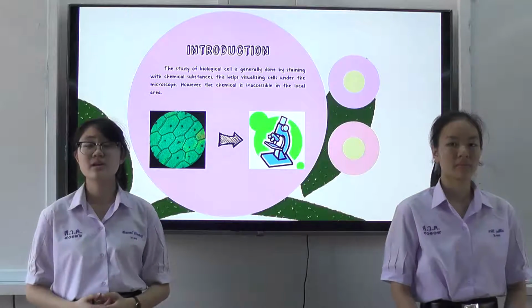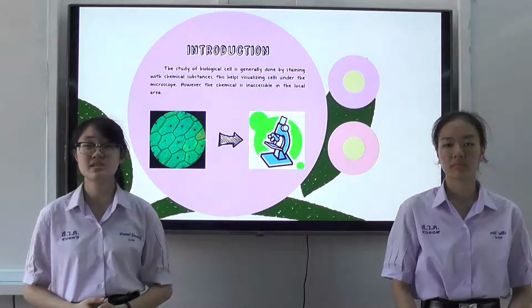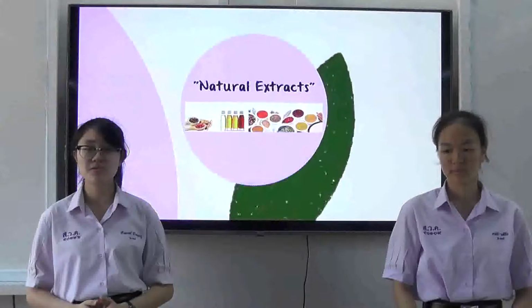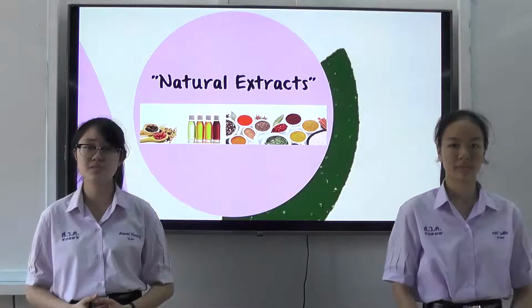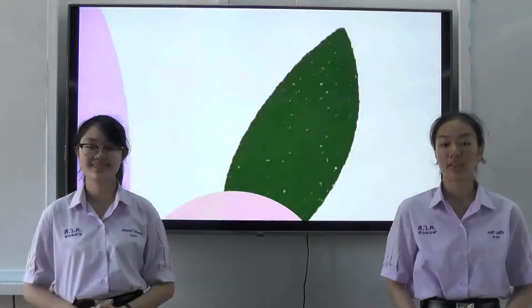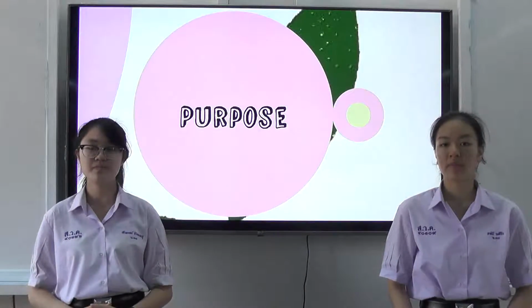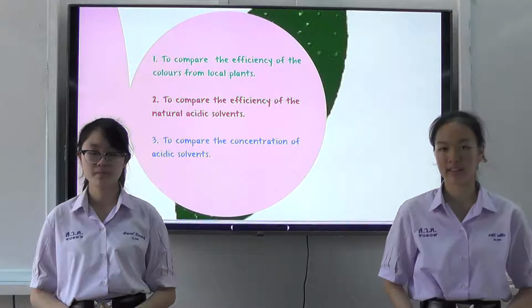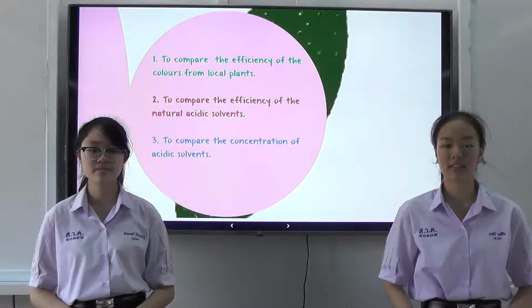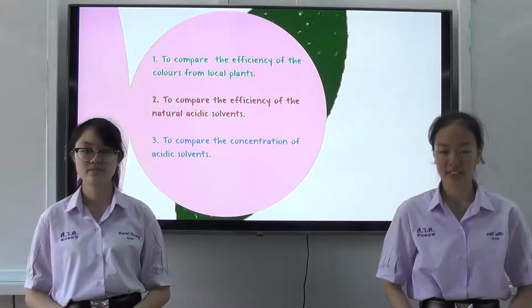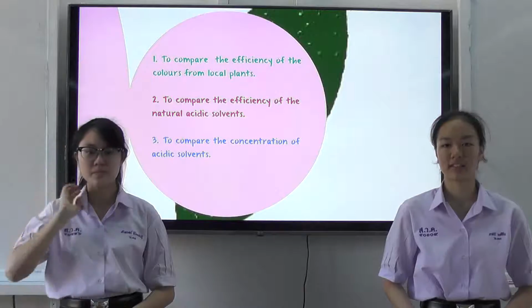However, the chemical substance is inaccessible in the local area. Therefore, a natural extract can be recommended as a very suitable stain by using green chemistry. There are three proposals in our study. The first one is to compare the efficiency of the colors from local plants. 2. To compare the efficiency of the natural acidic solvents. And 3. To compare the concentration of the acidic solvents.